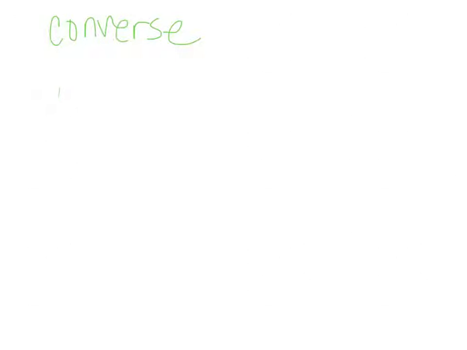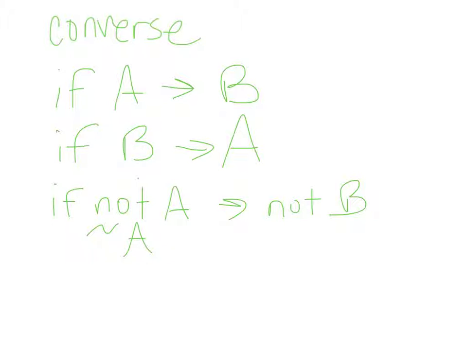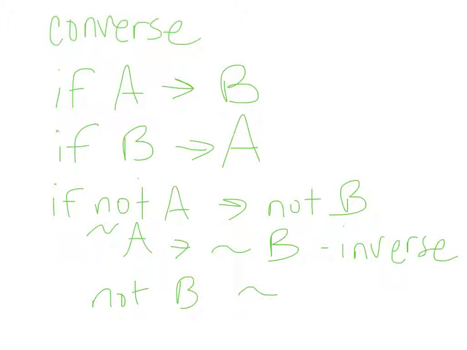If A then B is the statement, what's the converse? If B, then A. What's the inverse? If not A, then not B. You make the little not sign, it could be squiggly. And the contrapositive is if not B, then not A. The contrapositive is always true if the starting statement is true.